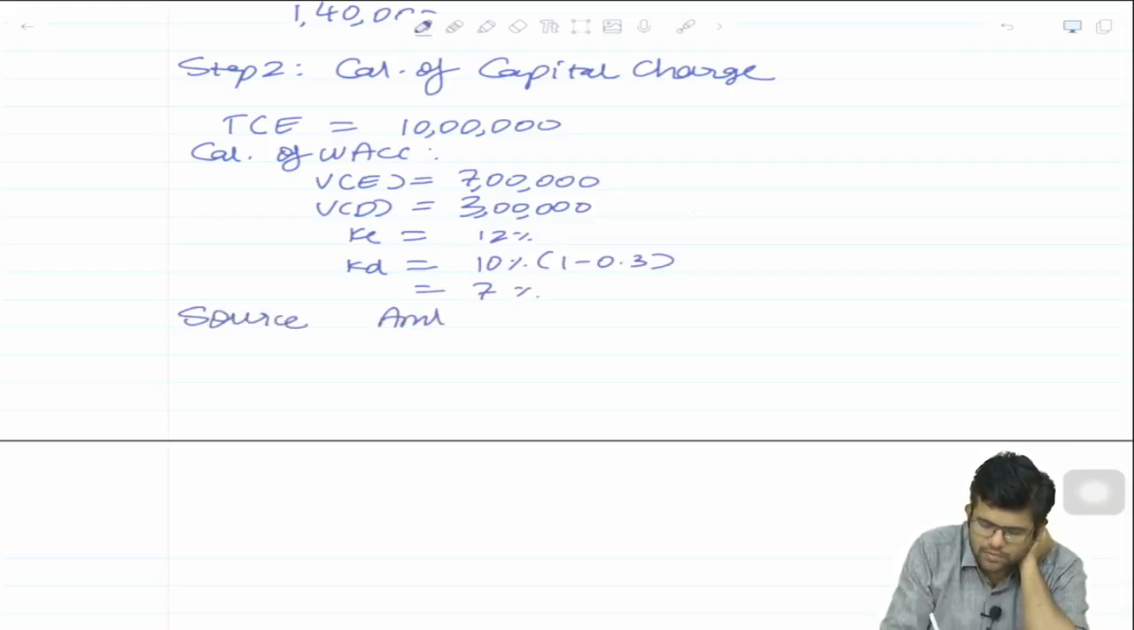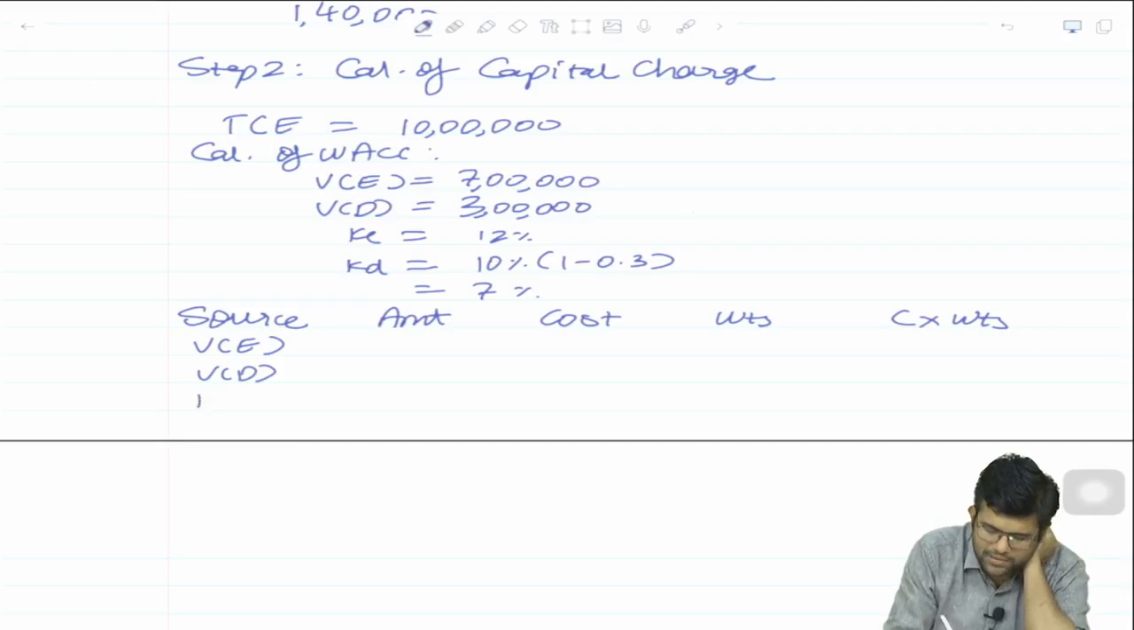So I'll write here KD is equal to 10% bracket 1 minus 0.3, which is equal to 7%. And then we will do our calculation. Source, amount, cost, weights, cost into weights, value of equity, value of debt, and then this is basically your total capital employed.